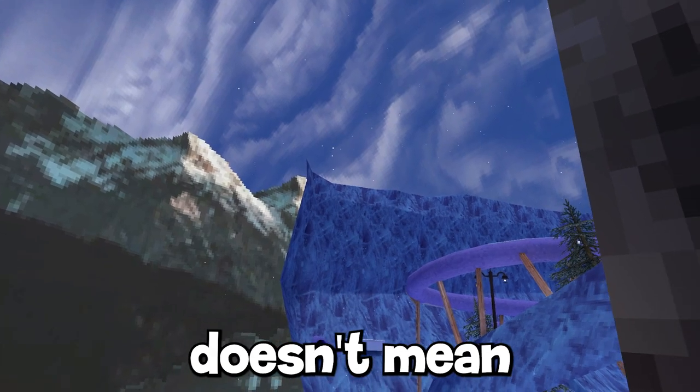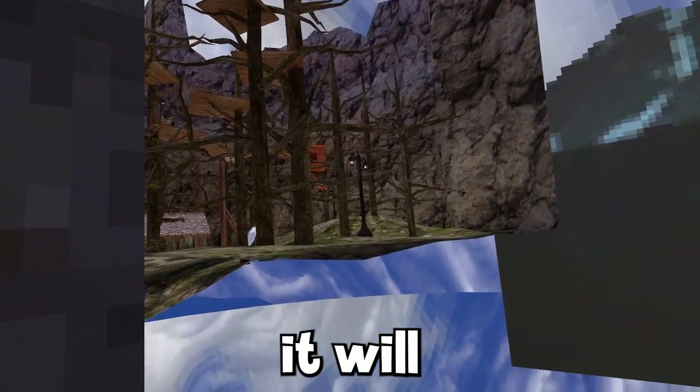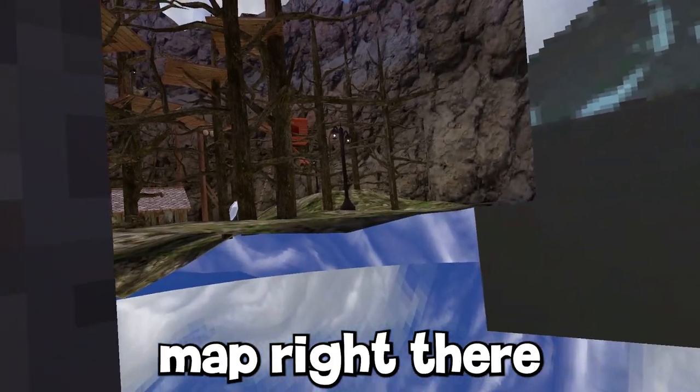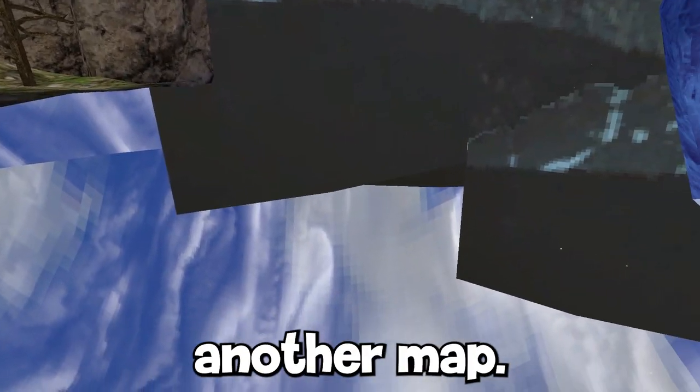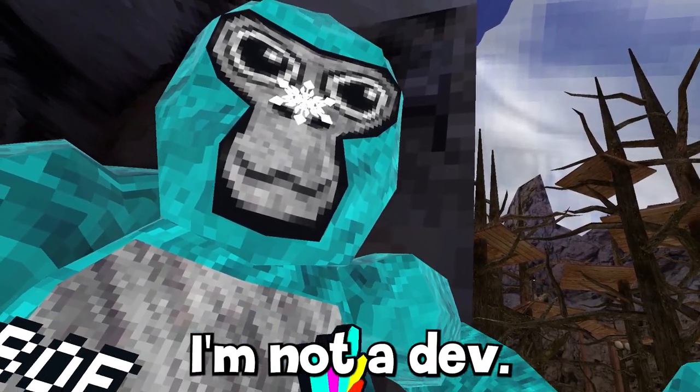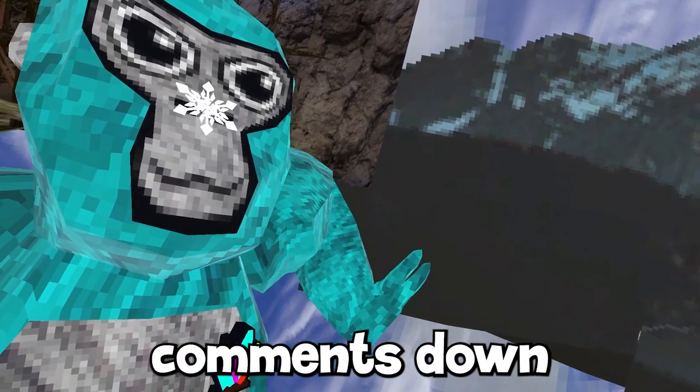So right now the sand doesn't mean too much, but maybe in the future it will lead somewhere. You got the ice map right there, the main map right there. But maybe if they went down there or up under there, they could put another map. I don't know, I'm not a dev. Let me know what you guys think in the comments down below.